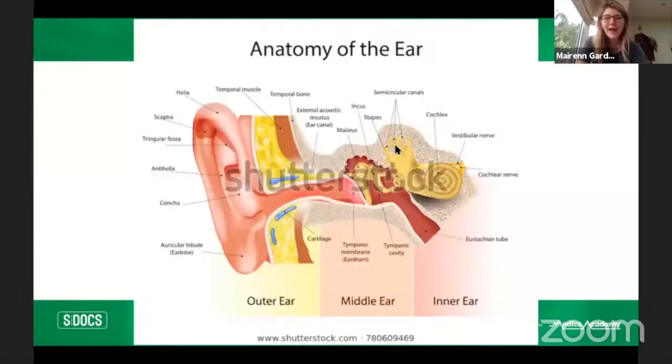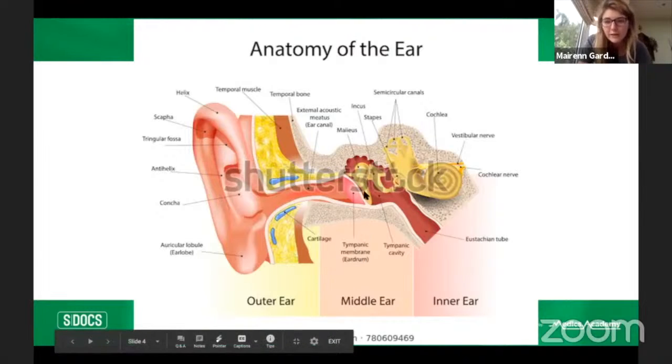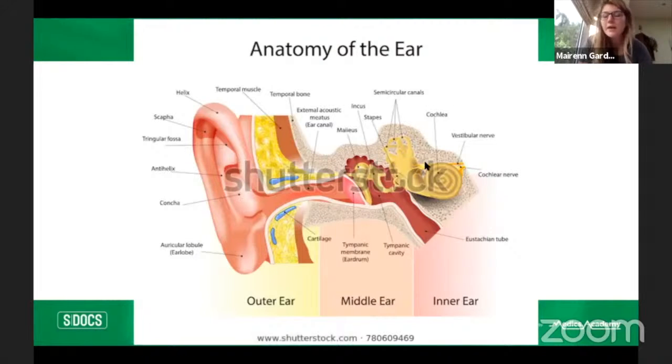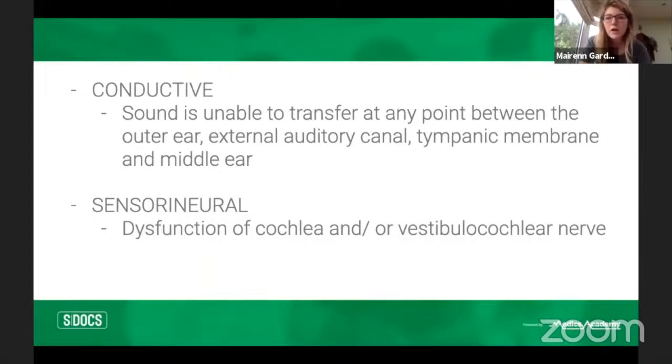So part 1. This is just a brief anatomy of the ear. We're not going to go into too much detail about it today. But you've got the outer ear and the middle ear. The middle ear consists of the middle ear bones, so you've got the malleus, incus and stapes, and that's important slightly later on. If you've got a problem with the outer ear or the middle ear, it will cause a conductive hearing loss. Whereas if you get a problem with the inner ear, so the cochlear nerve, the vestibular nerve or the cochlea, it will cause something called a sensorineural hearing loss. So that's just said here more clearly.